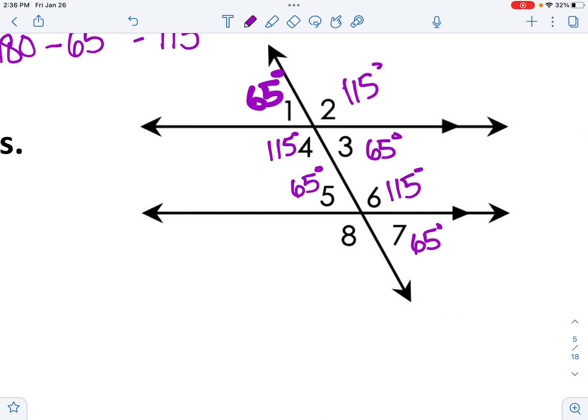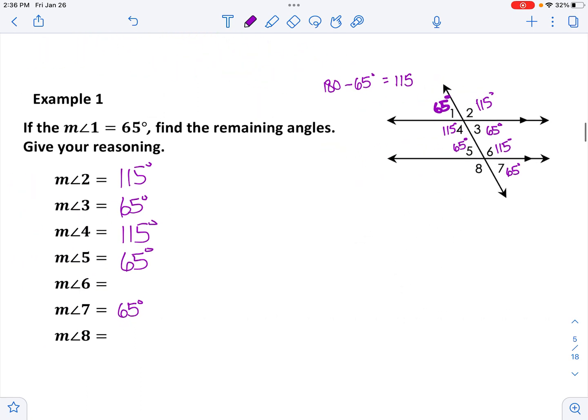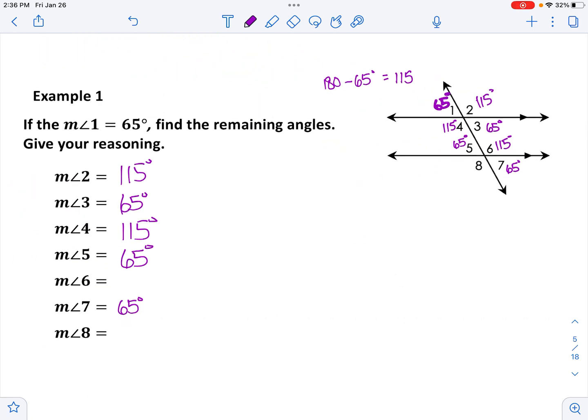Now you could also get 115 because now 2 and 6 are corresponding. So however you got to angle 2, it's fine. Either way it works. And then here they want us to give our reasoning, which I have been saying out loud but not writing.